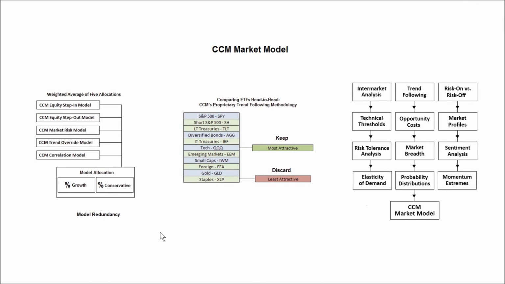The master market model also has model redundancy, where 5 separate sub-models recommend allocations, and we use that for the master allocation, allocating between growth assets such as stocks and conservative assets such as bonds. The rationale is if we're using different methods on different time frames, some of these sub-models will handle certain situations better than others, again helping us reduce drawdowns and smooth out returns over time.